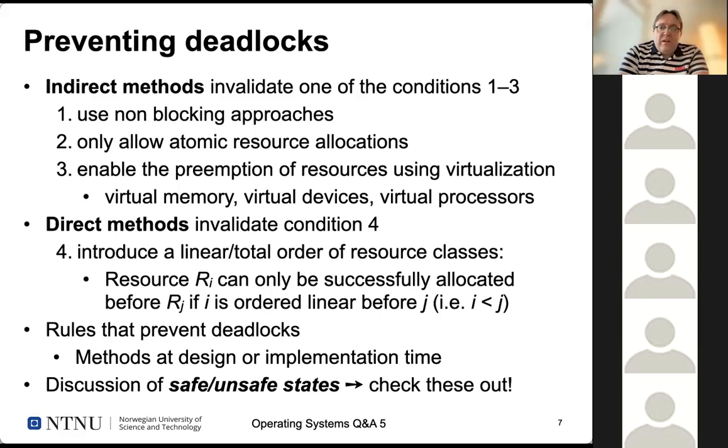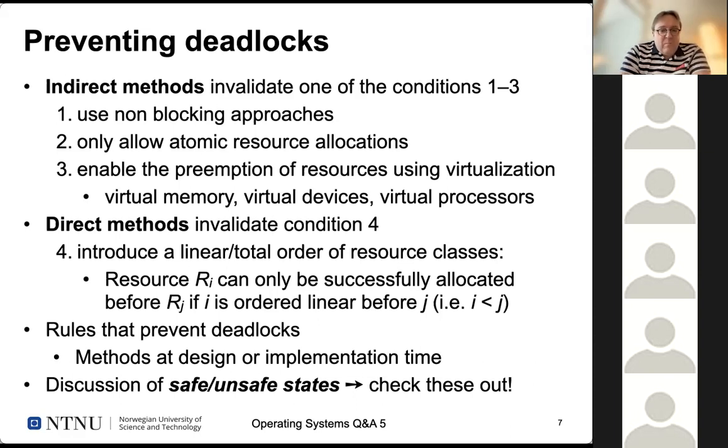So you could do this by introducing a linear or total order of resource classes. So essentially, all resources get a unique number, and you have to allocate resources in that given order. So first 1, then 2, then 3, then 4. But there's no way to allocate resource 4 before you allocate resource 1. This would help. There's a formal way to describe it, which is shown here. So a resource R_i can only be successfully allocated before another resource R_j if i is less than j, or is ordered linearly before j.